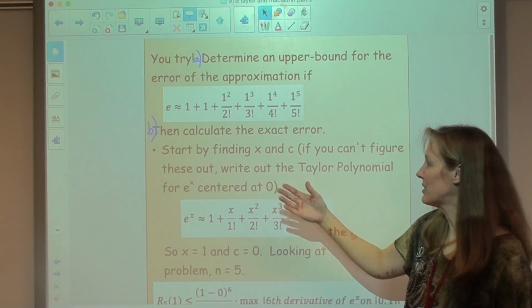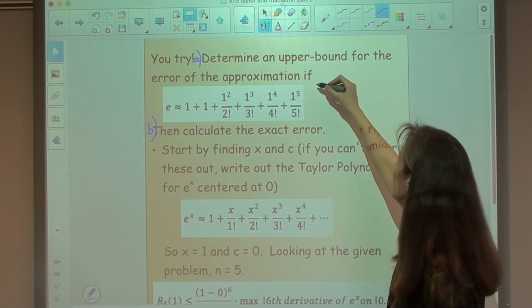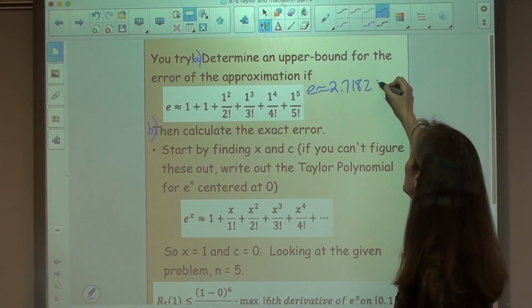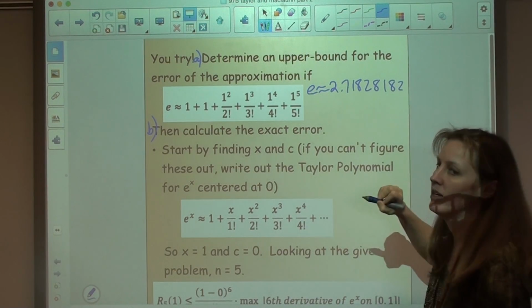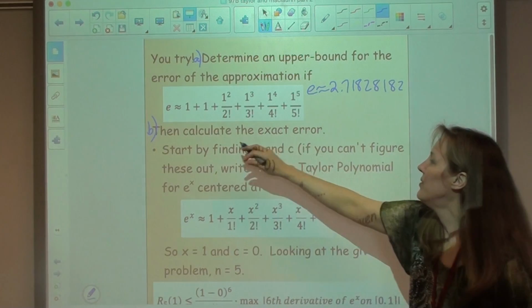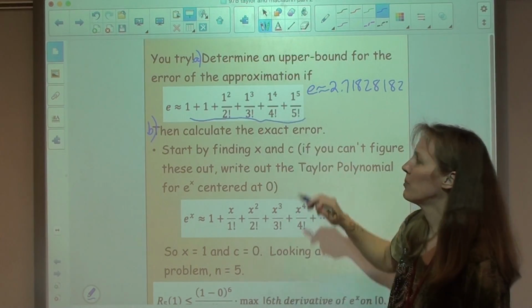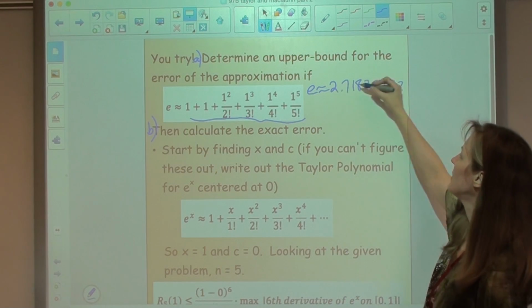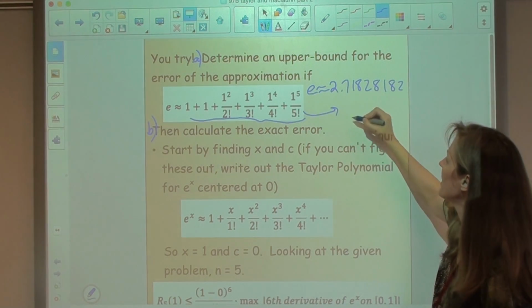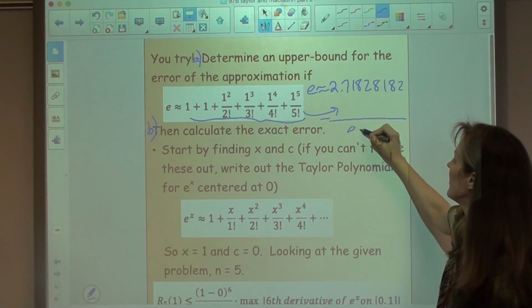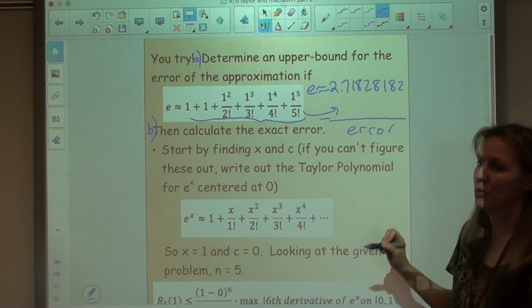So, for example, suppose E is around 2.71828182. Okay, so we get our value for E. This right here, that's our approximation, whatever that may be. So if this is the real value and this is the approximate value and we subtract, the answer that we get would be the actual error.